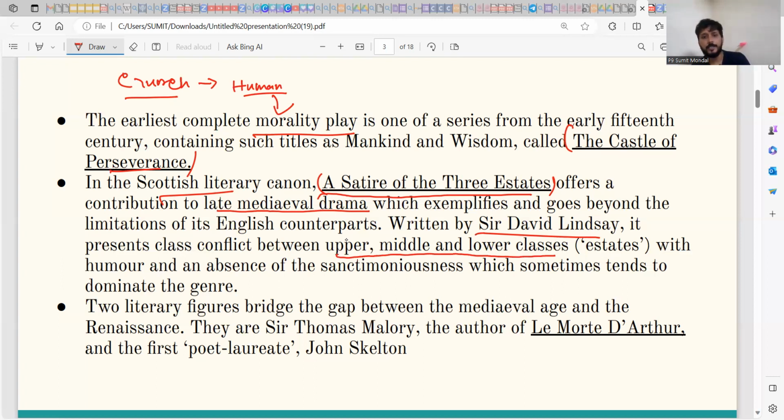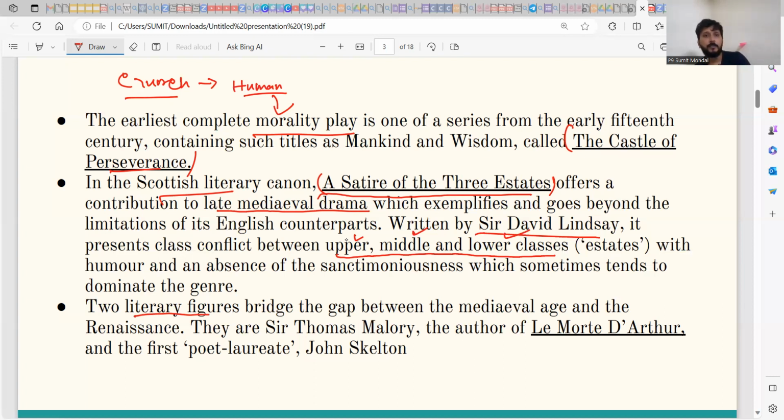The classes were called estates: upper, middle, and lower estates. And during the Renaissance, the estate system was very important even for the development of a new field like sociology. Two literary figures bridged the gap between the medieval age and the Renaissance. The Renaissance was beginning in Italy, but when the Renaissance was coming to England in the 16th century, two important figures were there.